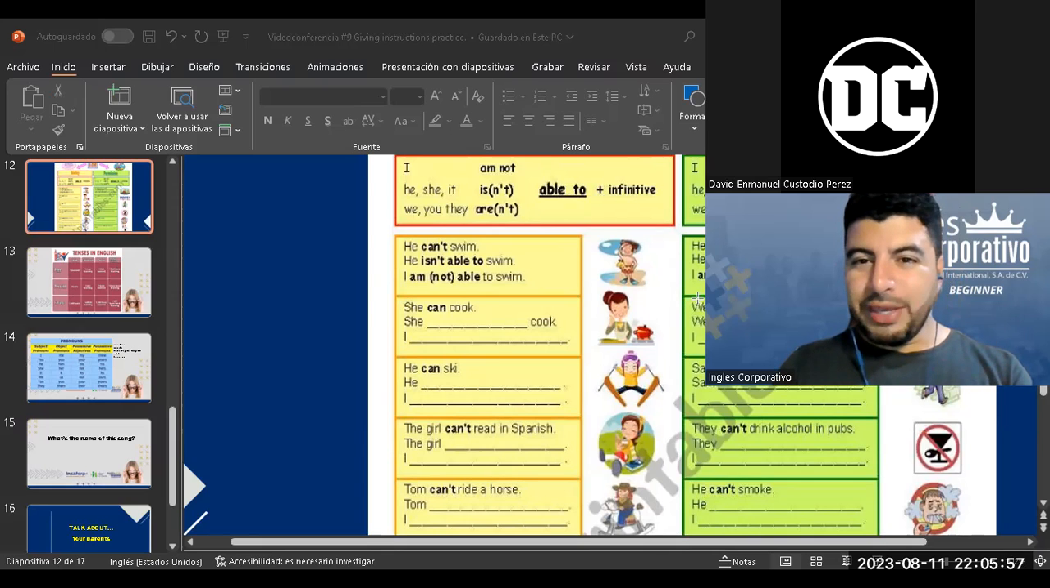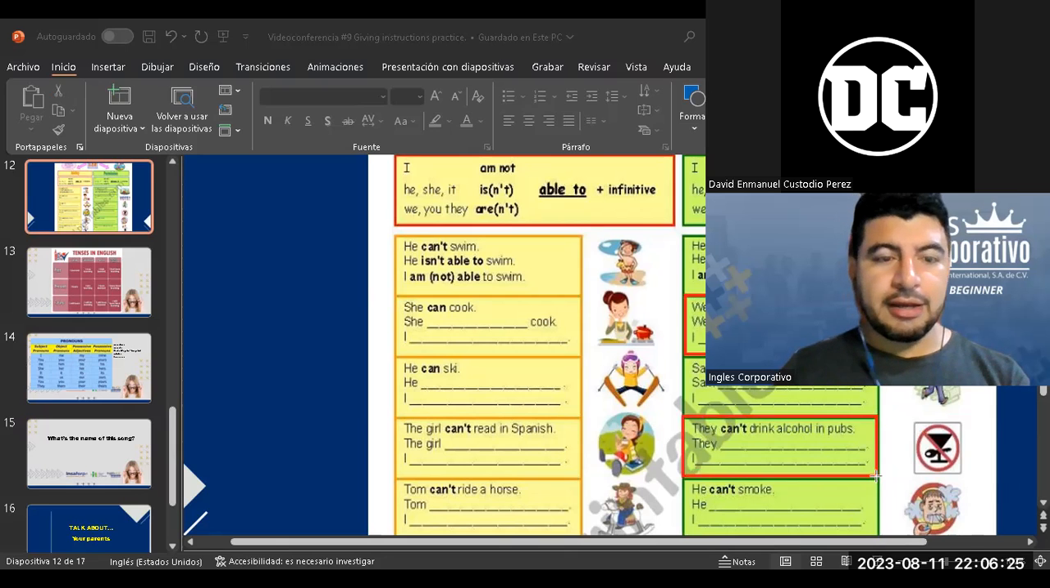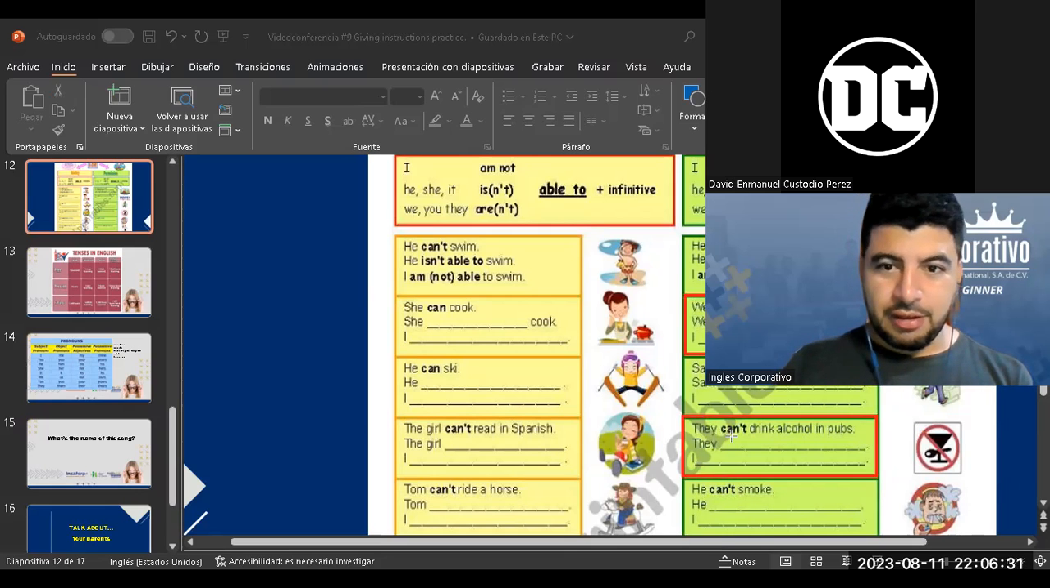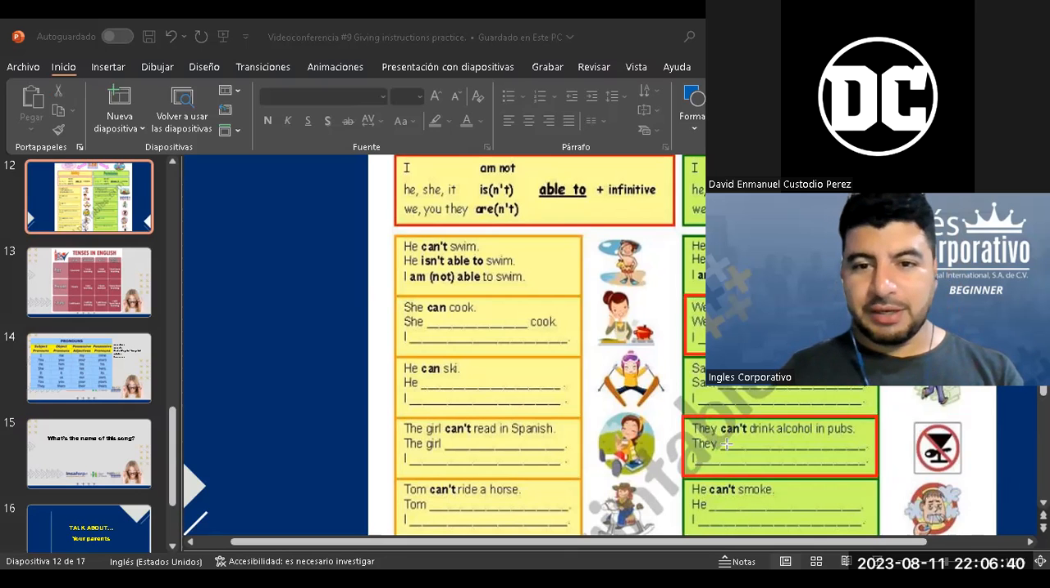Vamos con el segundo punto. We can vote in elections. Nosotros podemos votar en elecciones. We are able to vote in elections. We are allowed. Estamos permitidos, tenemos ese permiso de votar. Allowed. Todos tienen eso, ¿verdad? I am allowed. Vamos con la siguiente. Esta es bien explícita. They can't drink alcohol in pubs. Ellos no pueden beber alcohol en el área pública. They are not allowed. Ellos no tienen el permiso para beber alcohol en el área pública.